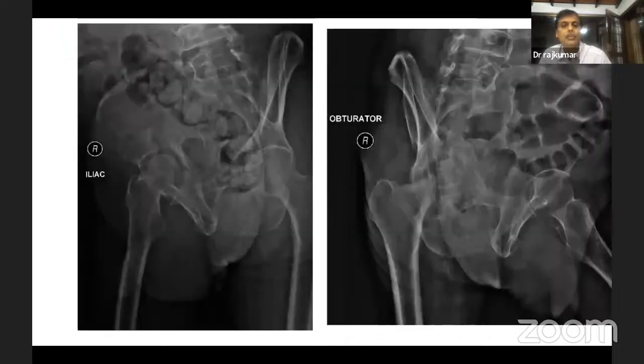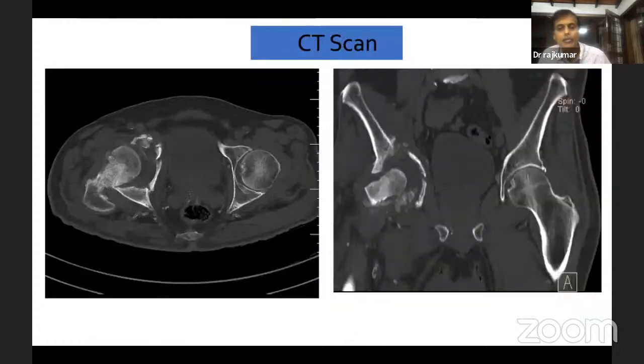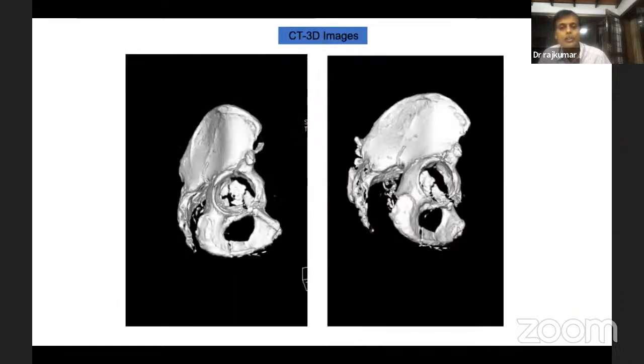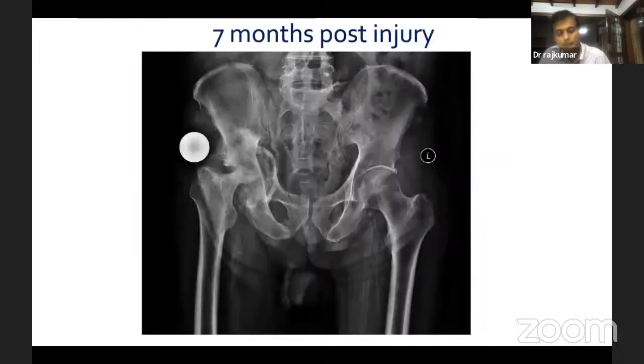4 months post-injury, he came to me. So I had to take all the necessary views and a CT scan to assess the quality of the bone, because in this situation, he was lying down for a long period of time. We don't know how the columns and walls are. So here, luckily, the column was quite reasonably okay. Only the medial wall had a lot of damage. So there is almost like a protrusion kind of situation.